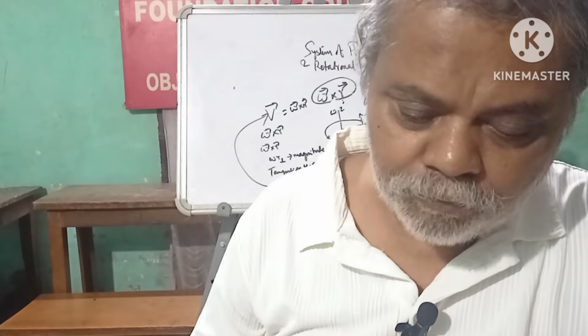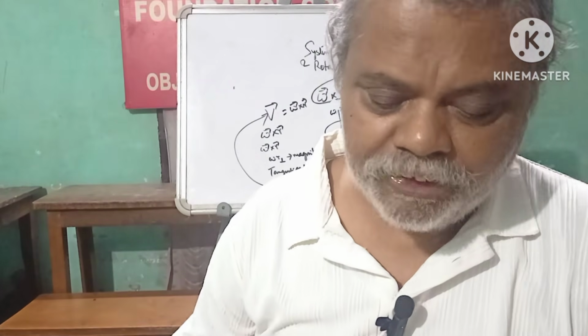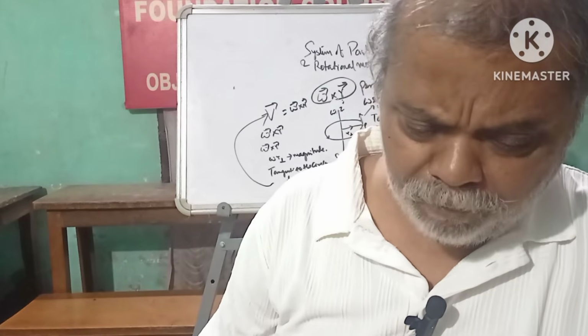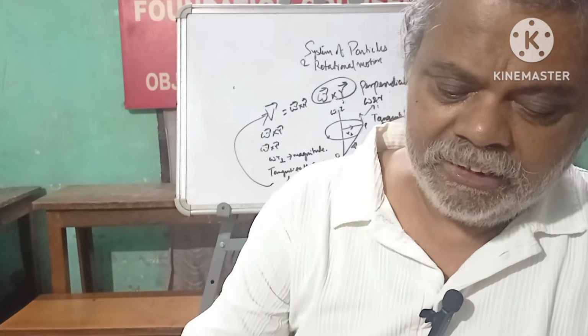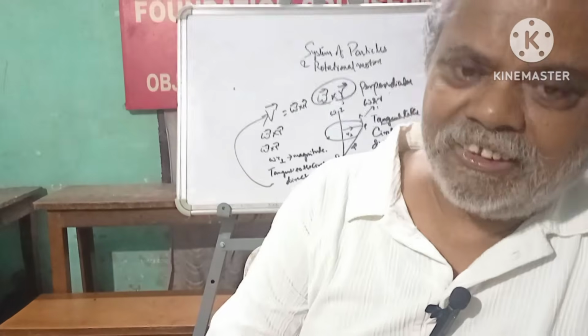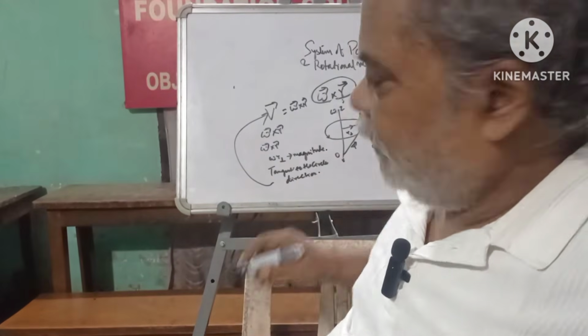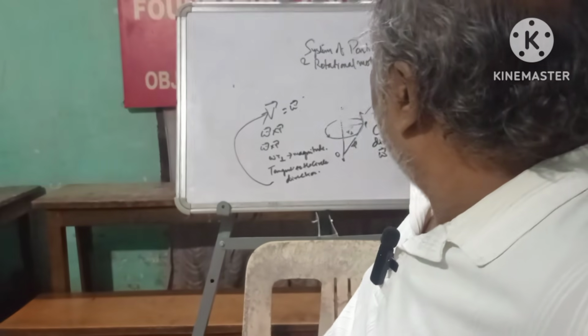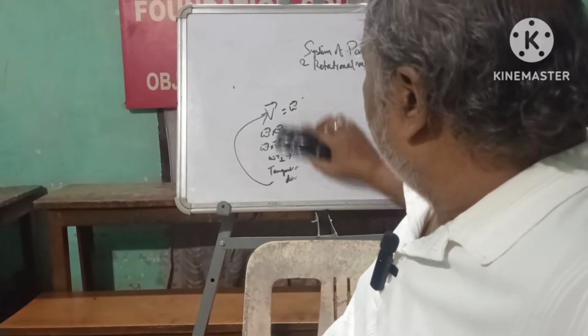And each particle of the body moves in a circle which lies in a plane perpendicular to the axis and has its center on the axis. This is an important line. Why is this an important line? Let me explain it.